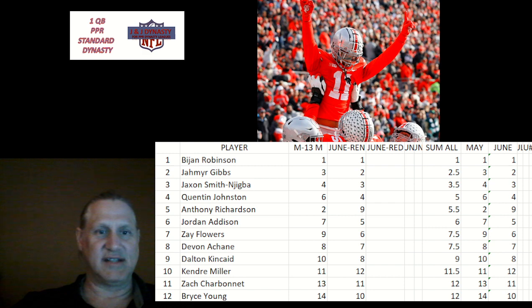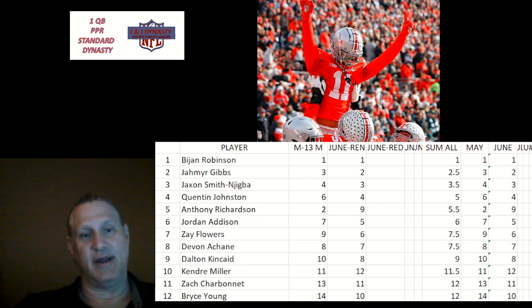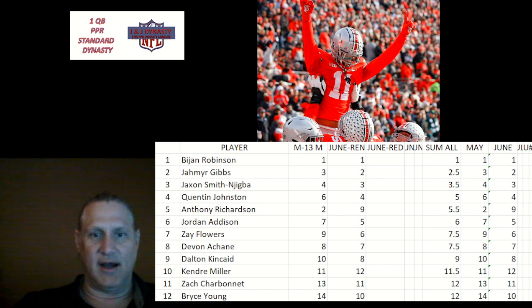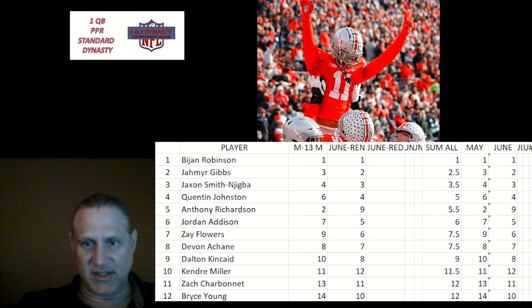So as we can see here, Quentin Johnson going off the board 4th, Anthony Richardson 5th, Jordan Addison, Zay Flowers, A-Chain, Kincaid, Kendre Miller, Charbonnet, and Bryce Young. So you can actually see where they were drafted in each one. Hopefully we'll get a high and a low out of this, so you can get a good acknowledgement. As you can see, Flowers and A-Chain are 5.5 exactly. Anthony Richardson is just barely ahead of Addison, and Kendre Miller is just barely ahead of Charbonnet and Bryce Young. That's all going to wind up changing as we go along through this.